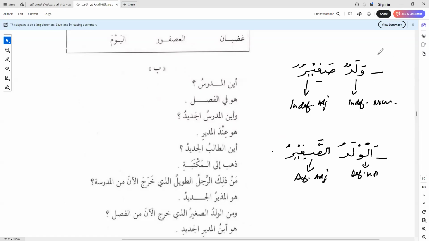If you look at it, waladun صغير. الولد صغير. If I say إلى الولد, then I have to say الصغير. إلى الولد الصغير. So the vowel must also what? Think. The vowel must also think. It's very, very important. The vowel must also think.